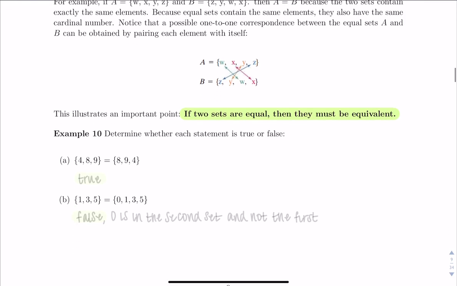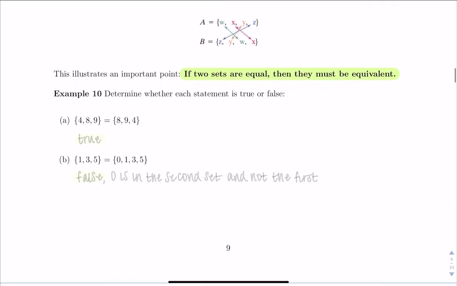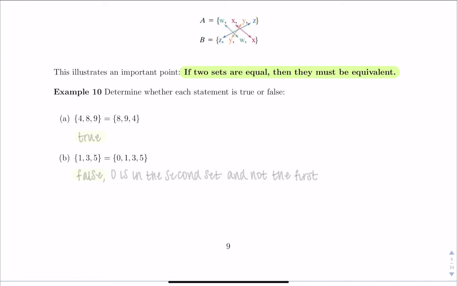So we want to know if these are true or false. 489 equals 894. That's true because they contain the same elements even though they're in a different order. 135 equals 0135. This is false since 0 is in the second one and not the first.